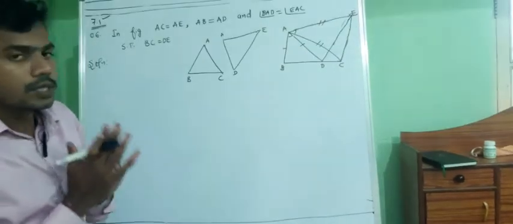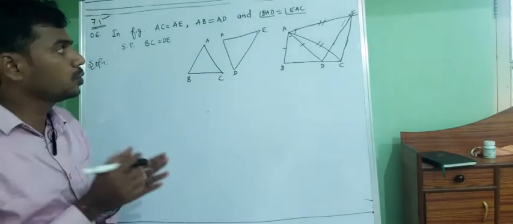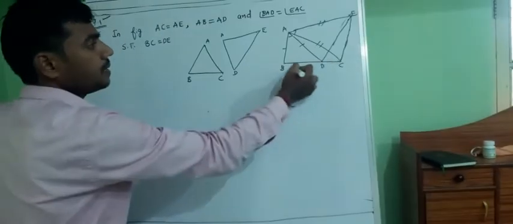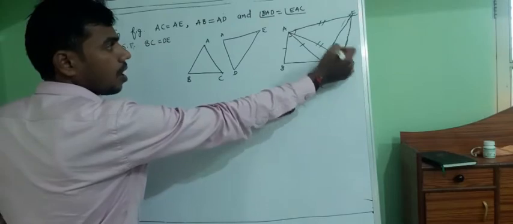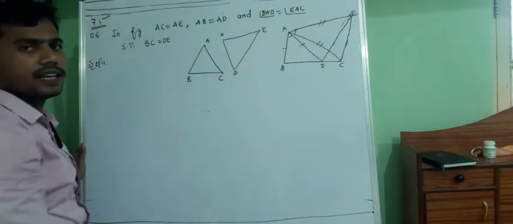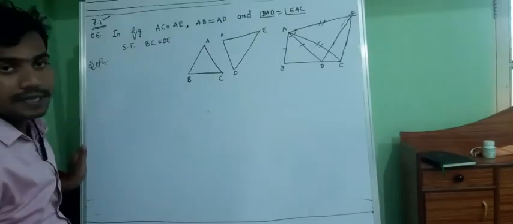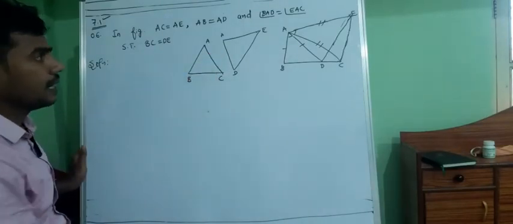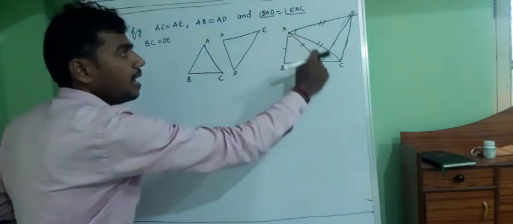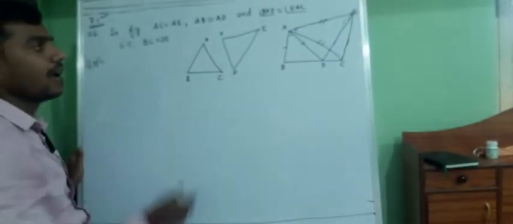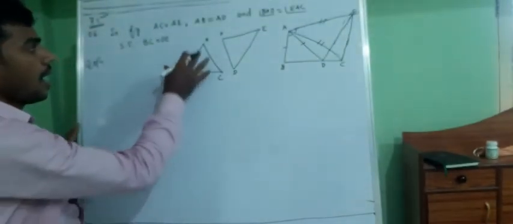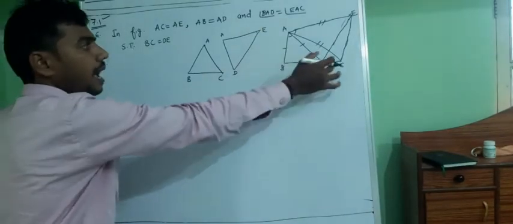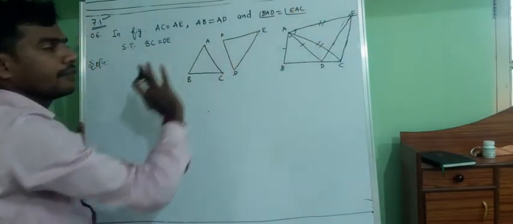So what are the possible cases that we have to show BC is equal to DE? If I am able to prove triangle ABC is congruent to triangle ADE, directly I can say that by the rule of CPCT, BC will be equal to DE. So that is the reason I am going to consider triangle ABC and triangle ADE. To avoid confusion, I will take those triangles separately and redraw. See, I have redrawn ABC and ADE.